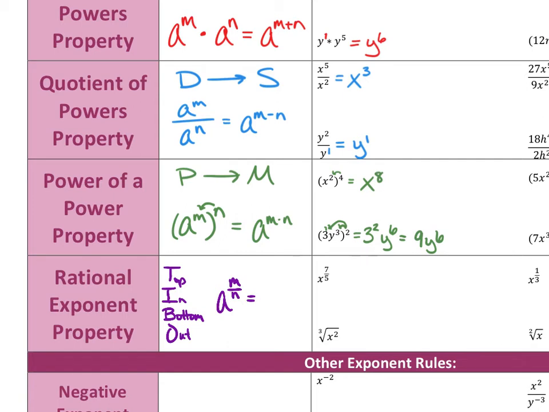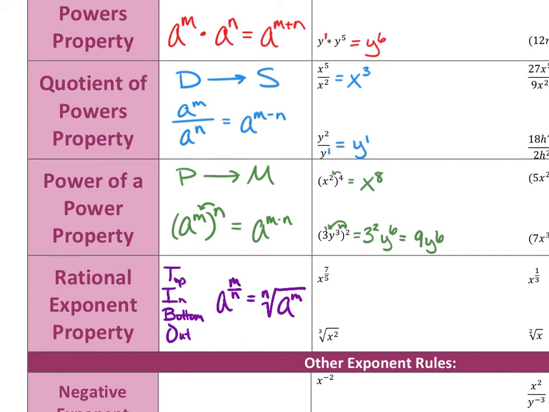Well, we can rewrite that in what's called radical form by taking the top number and putting it on the inside of this radical sign, and taking the bottom number and putting it right on the outside, like sitting on the little shelf. So we're rewriting rational or fractional exponents into a radical form.